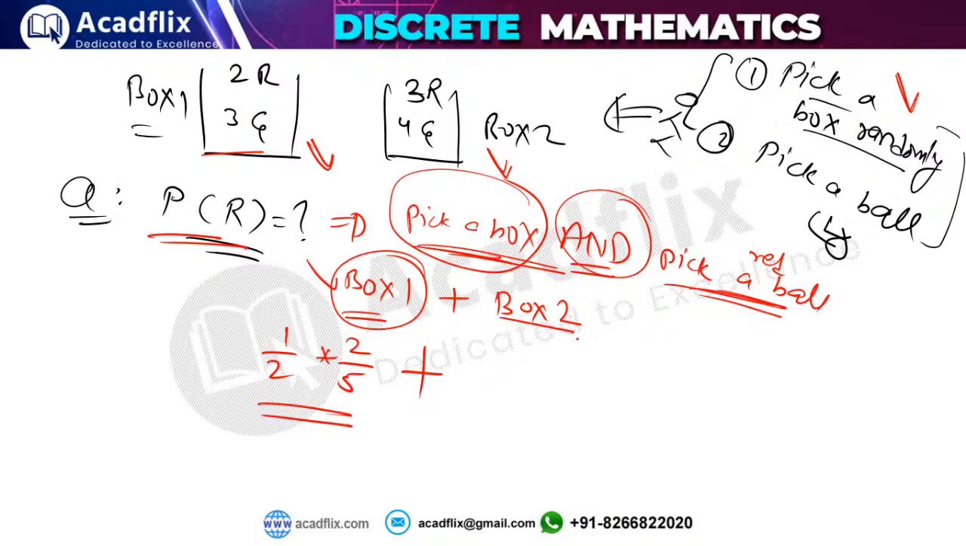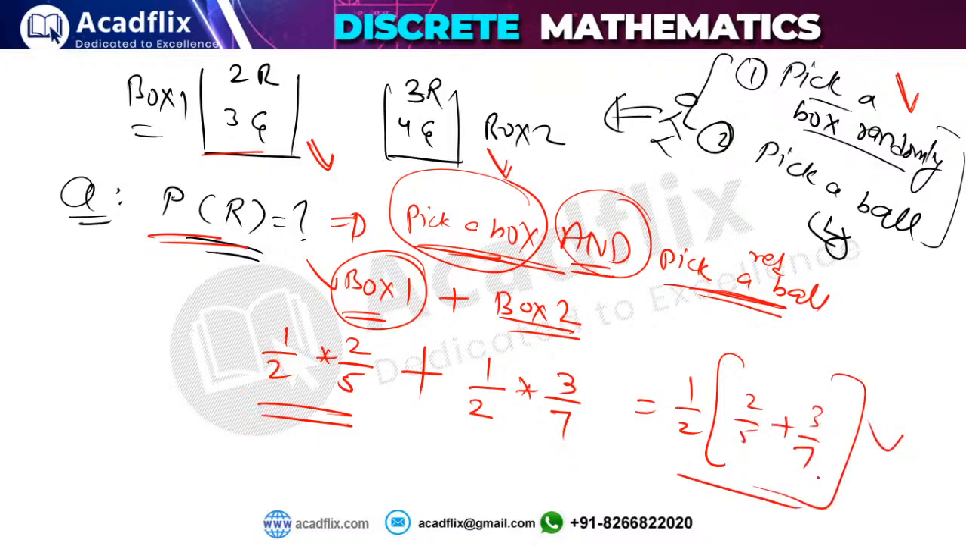Or you can pick box 2. Picking box 2 will take 1 by 2, because the probability of picking box 2 is 1 by 2. After picking this box 2, what is the probability of getting a red ball? This will be 3 divided by 7. So this will be your answer. Your answer will be 1 by 2, you can take common, times 2 by 5 plus 3 by 7. So this is the probability of getting a red ball. This is how you need to solve.